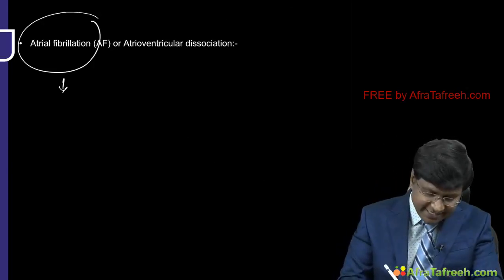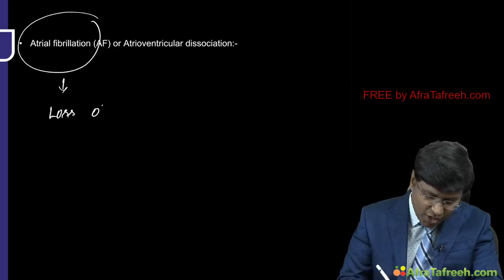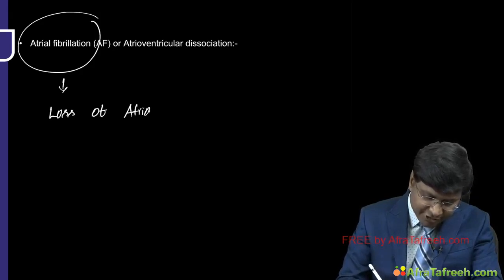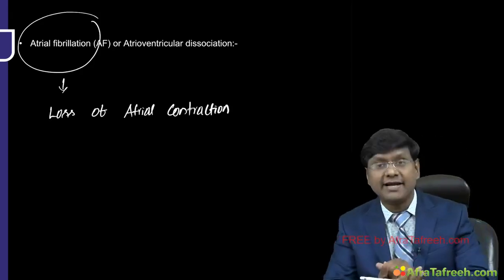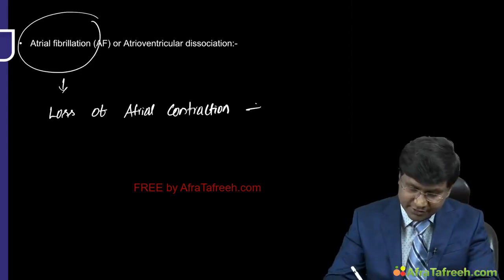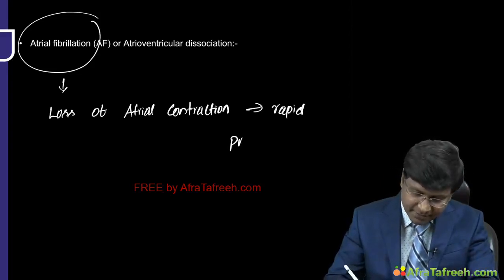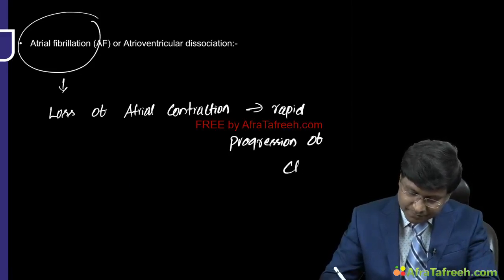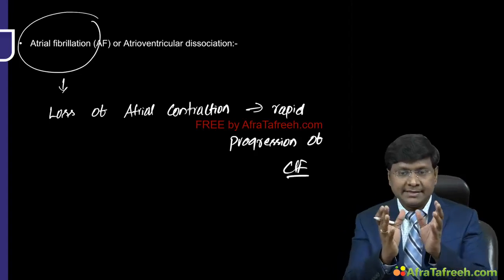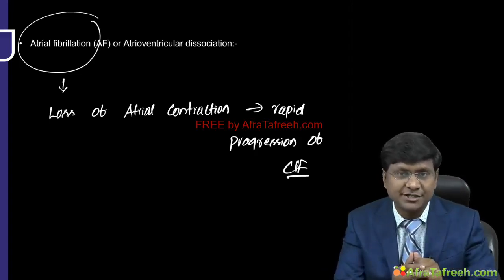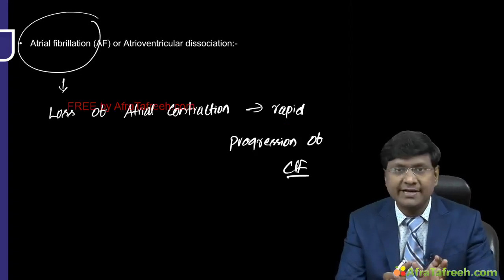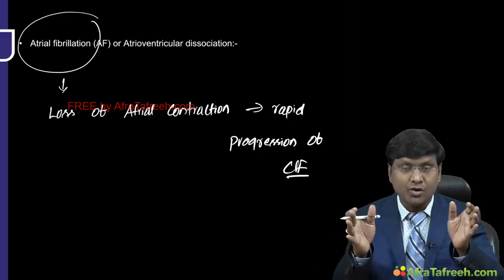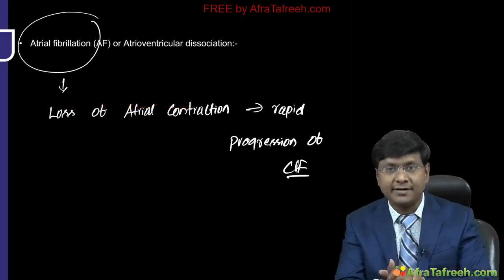So once there is atrial fibrillation, what happens? There is loss of the atrial contraction. Once there is loss of atrial contraction, there will be rapid progression of the symptoms. Why? I'll tell you. Because there is increased LV end diastolic pressure in aortic stenosis, and in response to that increased LV end diastolic pressure, the left atrium is trying to contract very strongly to push the blood into the left ventricle.